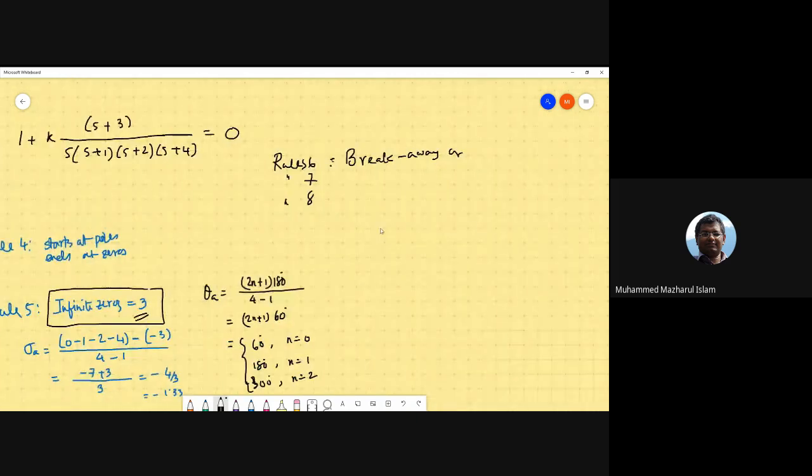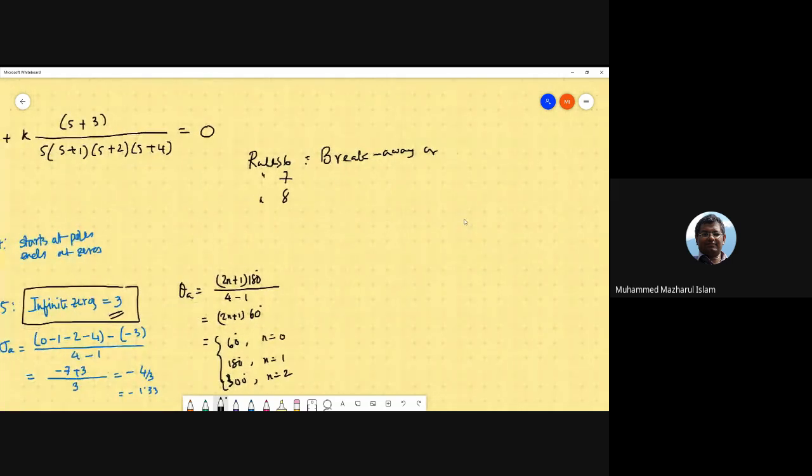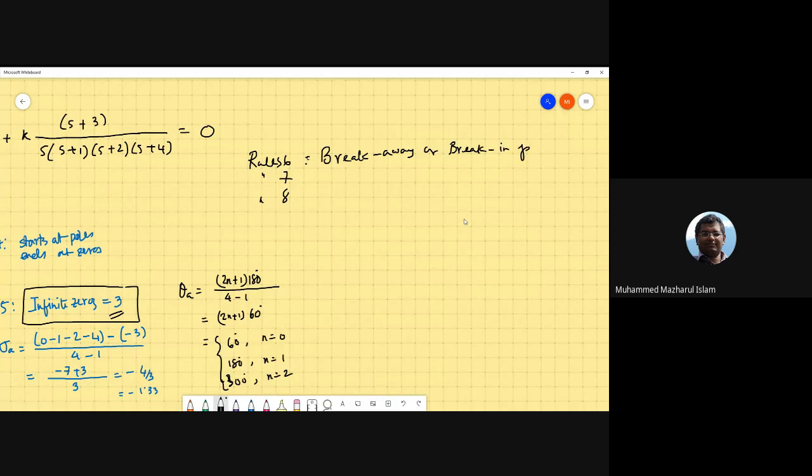So break away or break in point. Now, what is a breakaway point or what is a break in point? Whenever you have two zeros or maybe 2 poles on the real axis, and you have a portion of the root locus in between the 2 poles or in between the 2 zeros.